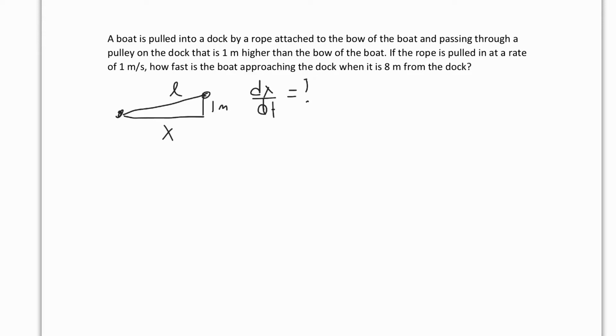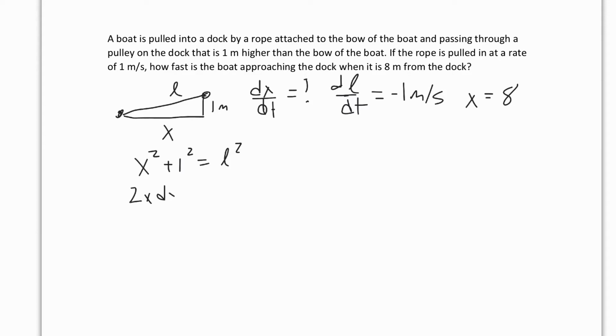We're given, of course, that dl/dt, the rope is being pulled in at 1 meter per second. So it's shrinking. The length of that rope is shrinking by minus 1 meter per second. And we know that x will be equal to 8. Well, x squared plus 1 squared is equal to L squared. So 2x dx/dt is equal to 2L dl/dt. I can cancel the 2's, and I'm isolating for dx/dt.